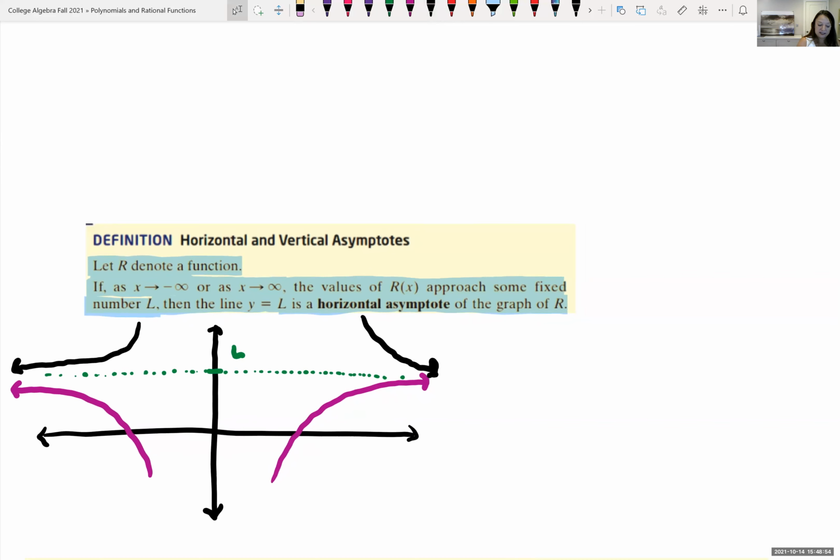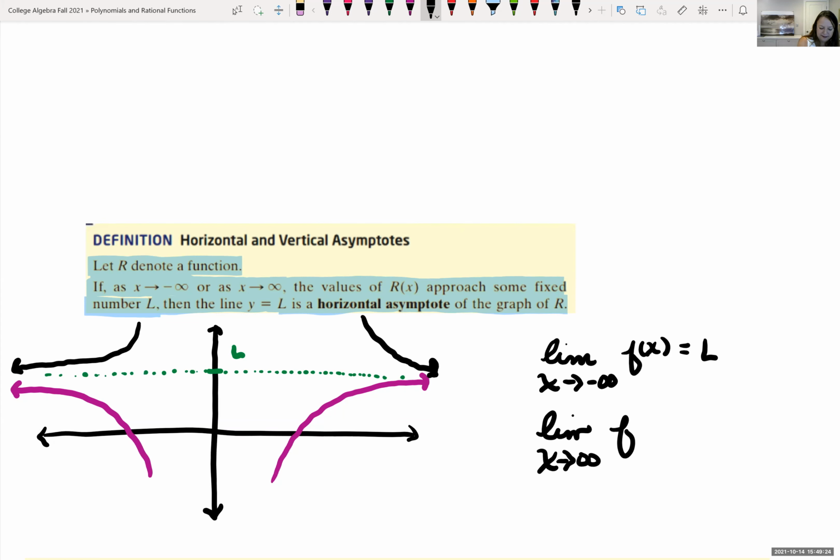Okay, so just to get used to the notation, this would be saying the limit as X goes to negative infinity of f of X is equal to L. So as X goes off to negative infinity, what is our Y value approaching, which is L? Same idea here for a horizontal asymptote. As X is going to positive infinity, the limit of f of X would also be going to L. So that is a horizontal asymptote.